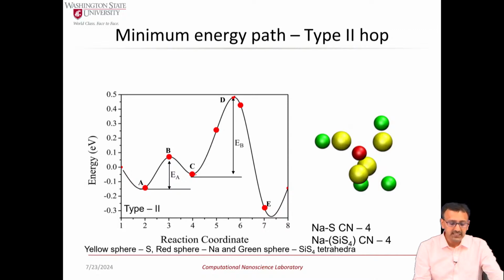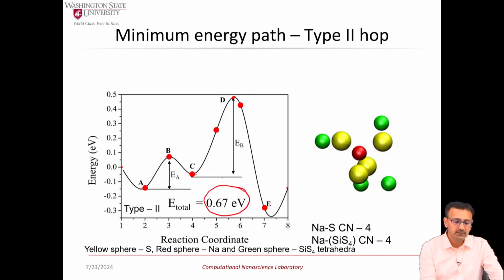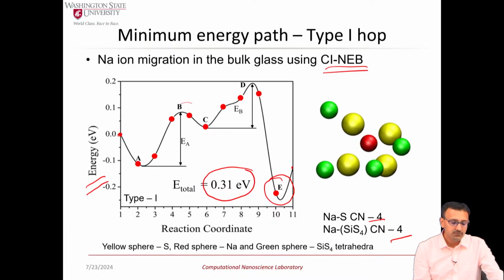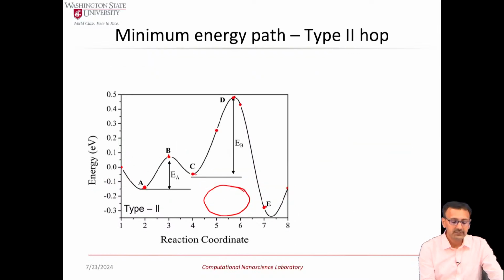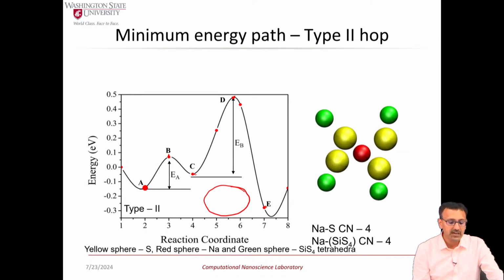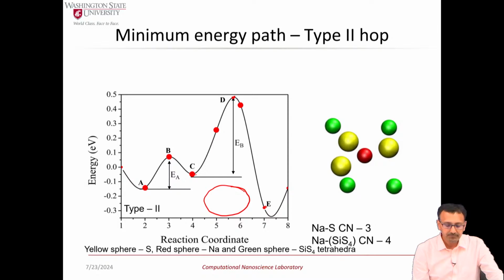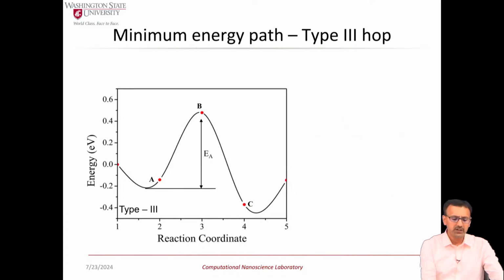Okay. So, in this case, the activation energy is a lot greater than the type 1 hop. It is 0.67 electron volts. So, obviously, these hops are seen a lot less frequently in our calculations than type 1 because of much higher energy barrier. Okay. And then we have a third one.